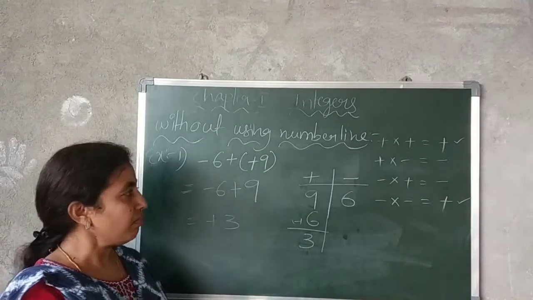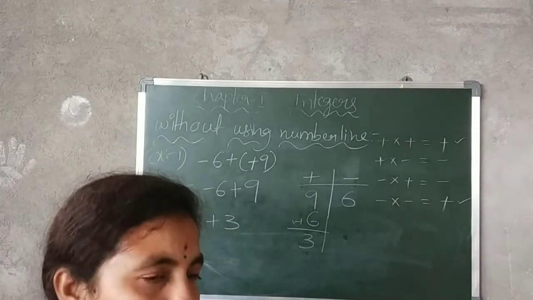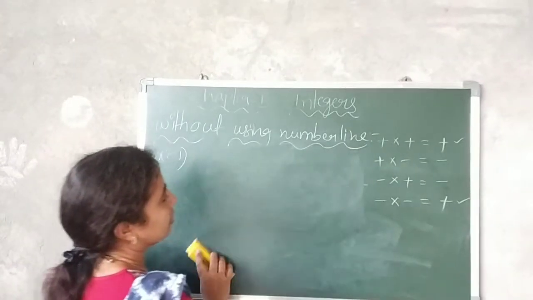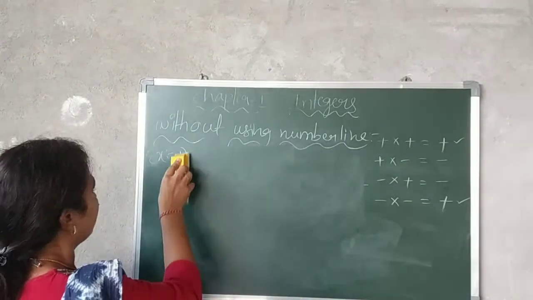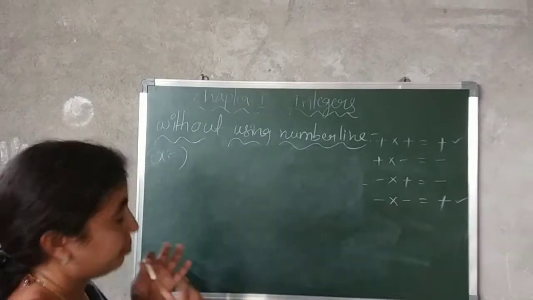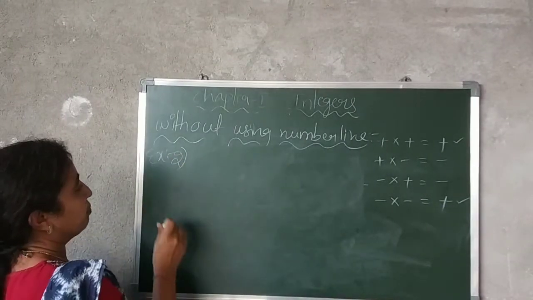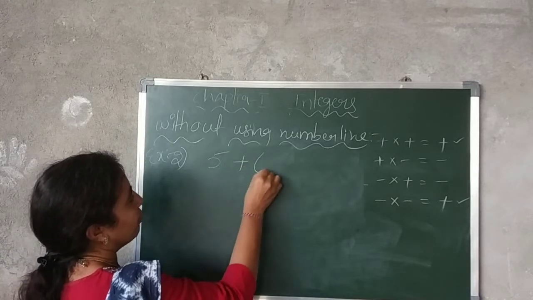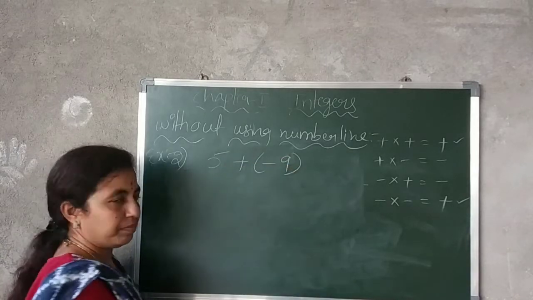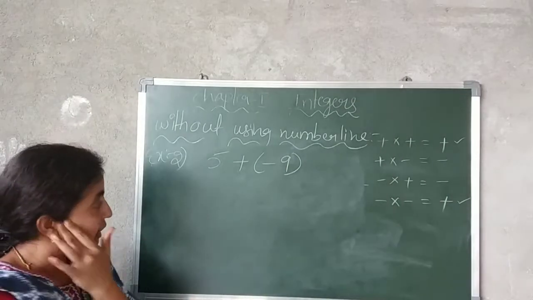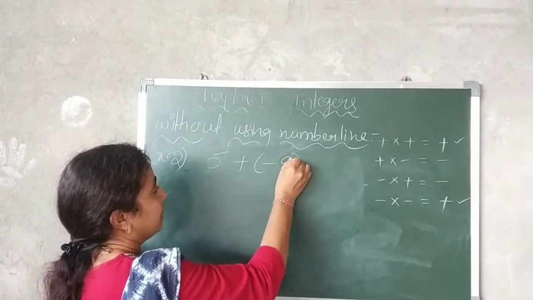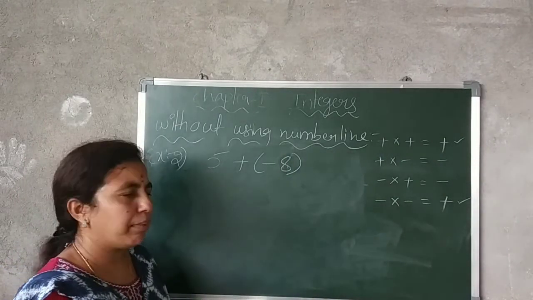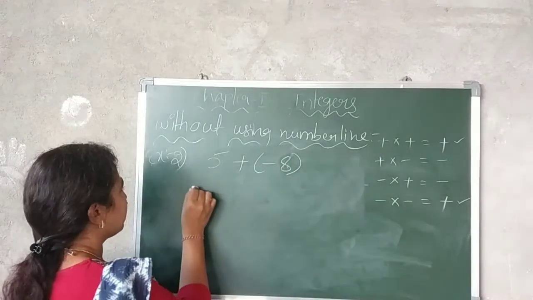Okay. Now I'll explain one more. I'll explain 3 to 4. Second one: 5 plus half minus 8. Same as before, the first step is to remove the brackets.